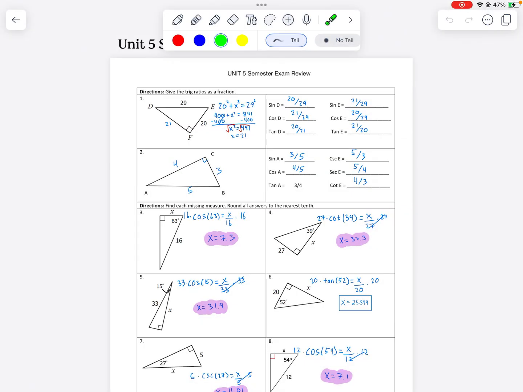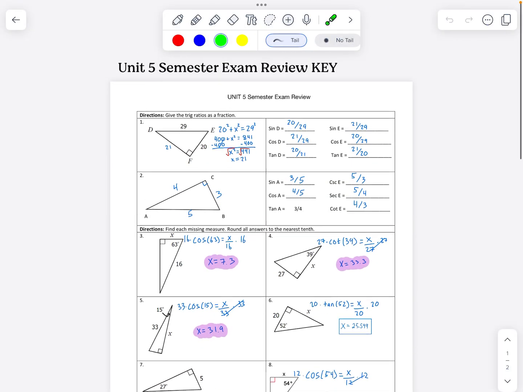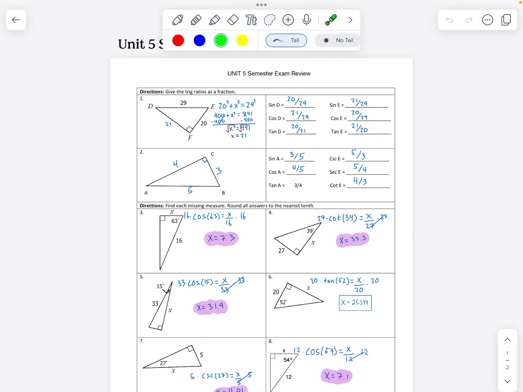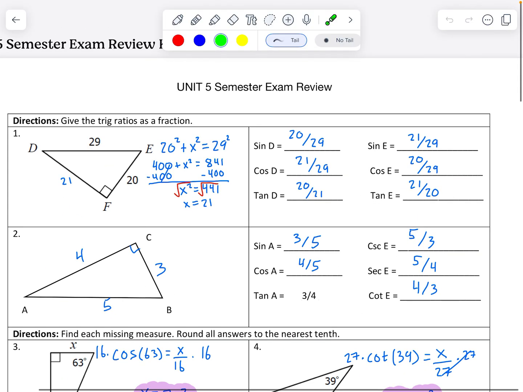All right, here's a Unit 5 semester exam review video key on trig. If you're watching this in the year 2025, we did not talk about cosecant, secant, cotangent, but I will explain what they are. But in any case, from a given triangle here, if you're going to find sine, cosine, tangent, you need to find the third side from Pythagorean theorem, which is done right here.